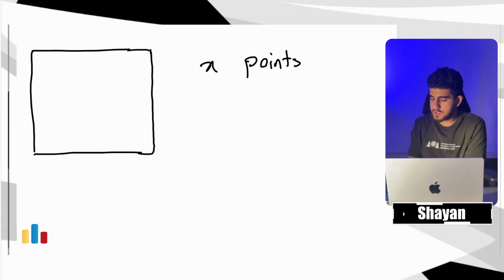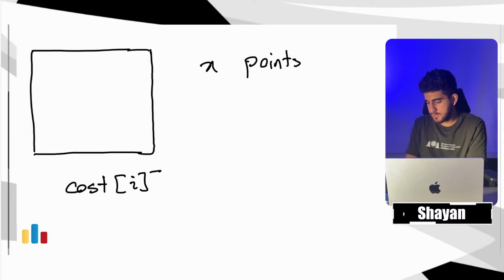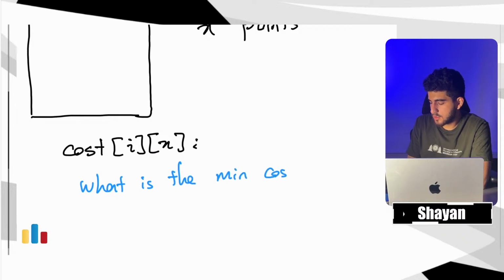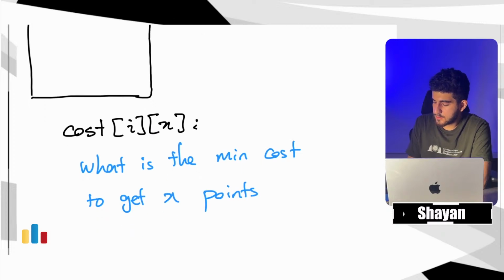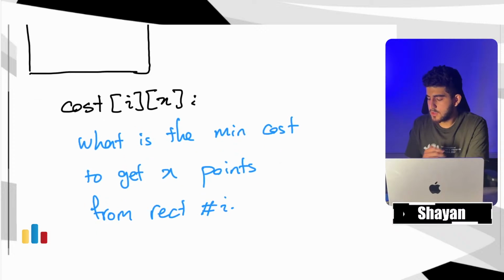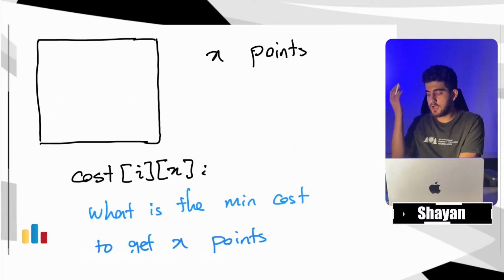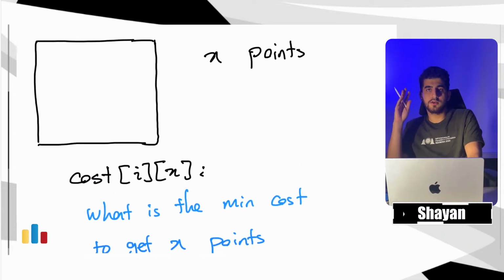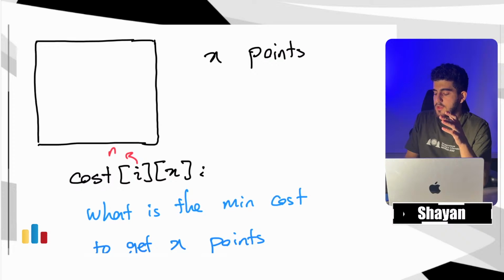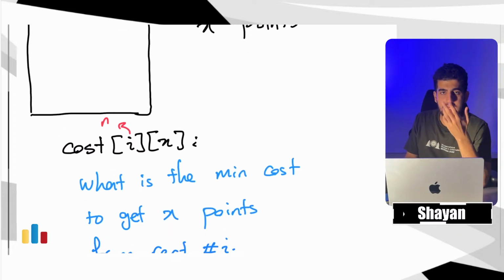For rectangle number i, let's say cost of i and x means the minimum cost to get x points from rectangle number i. I can find that out because how many i's do I have? It is at most n, and I know that n is at most 1,000 over all test cases. So for each one of them I have 1,000, and k is up to 100 as well.